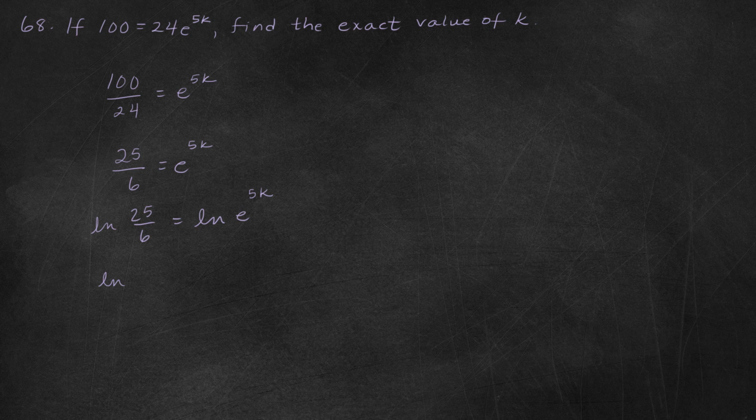So on the left, I have natural log of 25 over 6. On the right, I have 5k. Now to solve for k, we simply divide both sides by 5. k equals the natural log of 25 over 6 divided by 5. Or it might look a little cleaner if we write 1/5 times the natural log of 25 over 6.